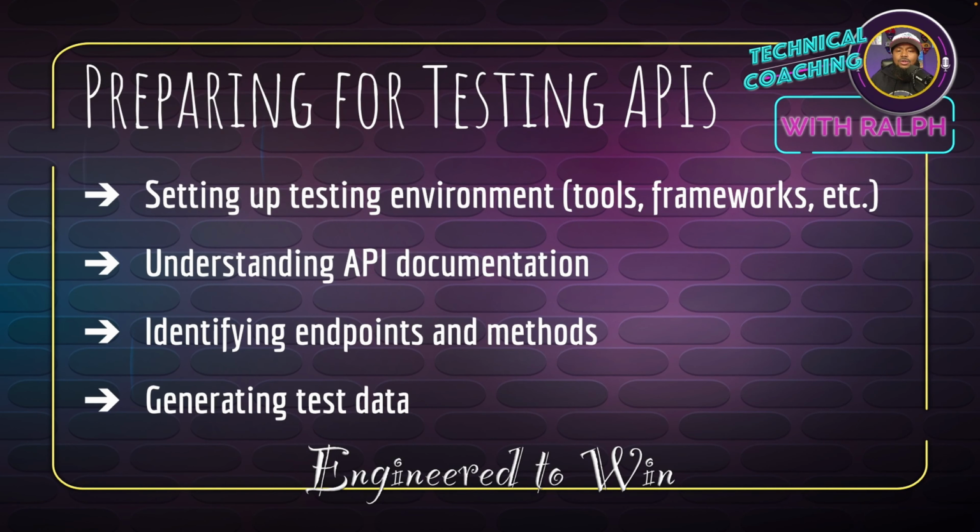So how do we prepare for testing APIs? We need to set up our testing environments. That includes our tools, frameworks, things like that, software that we might need. Understanding the API documentation is crucial. Identifying endpoints and methods to interact with those endpoints, and then, of course, generating test data. We can't do anything without good test data.